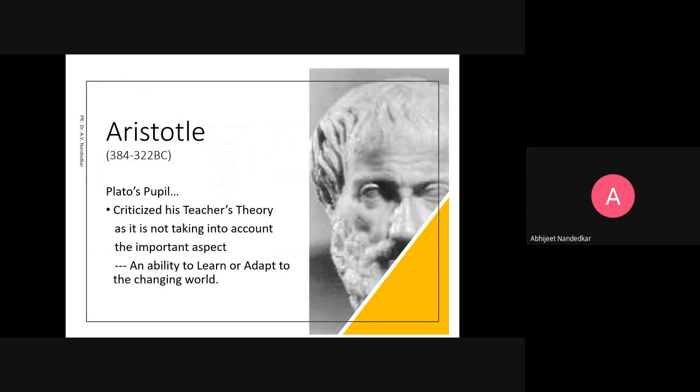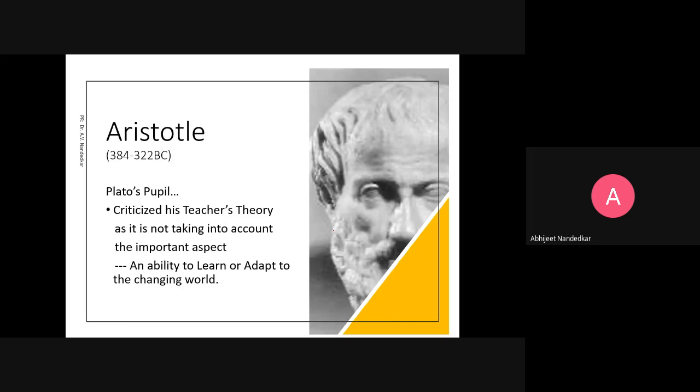Now, the student of Plato who criticized the teacher, Aristotle, said that prior knowledge alone is not enough for intelligence. Prior knowledge, you can say, is something stored in my hard disk, then the hard disk becomes full with information. So that is not the only source of intelligence, he pointed out.